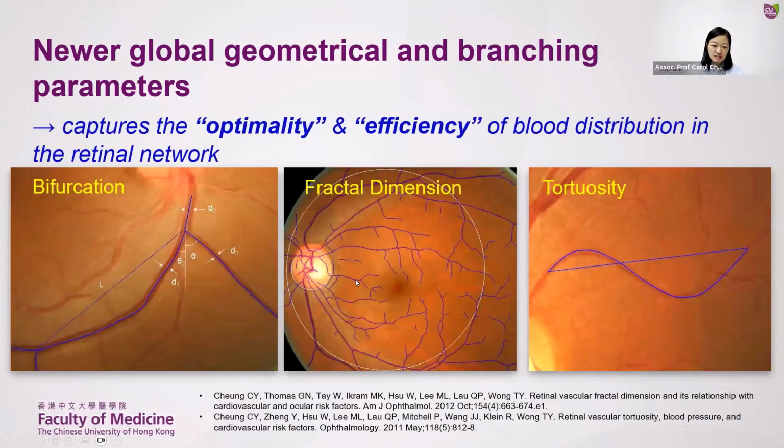The human circulation is a branching system that follows a physiological principle of optimum design. Newer global geometrical and branching parameters, including bifurcation, fractal dimension, and tortuosity, have also been defined over the last decade to capture different aspects of how optimal and how efficient the microcirculation is, assessed from retinal vasculature.